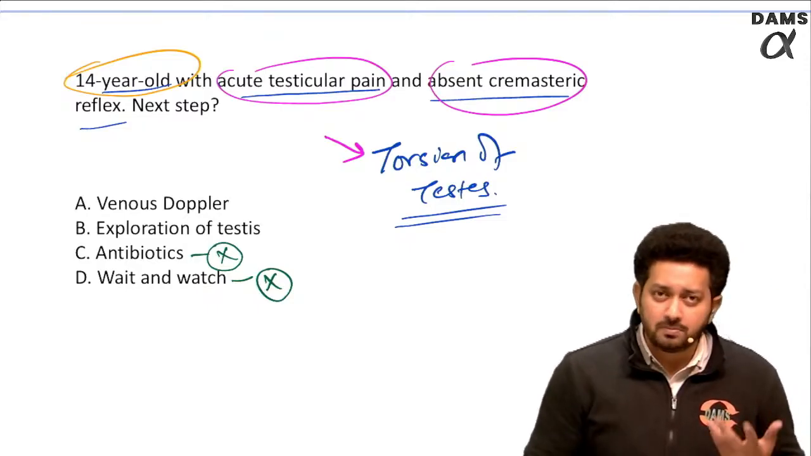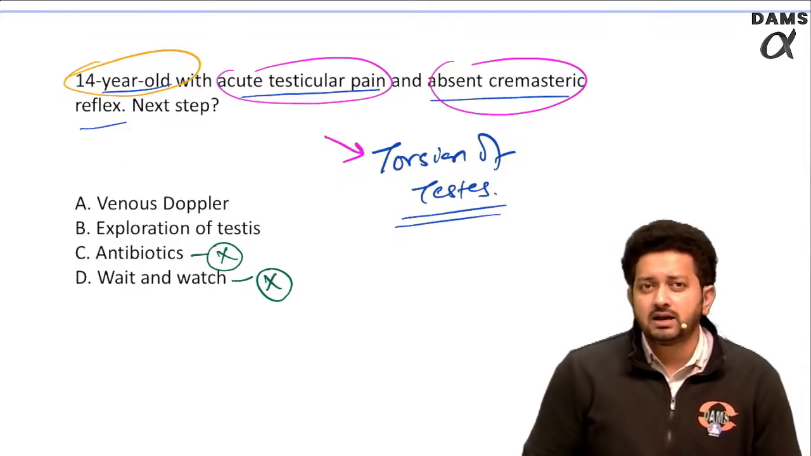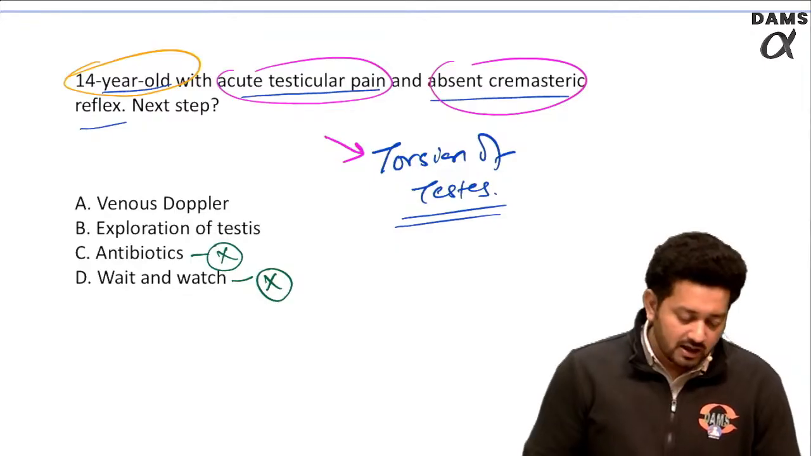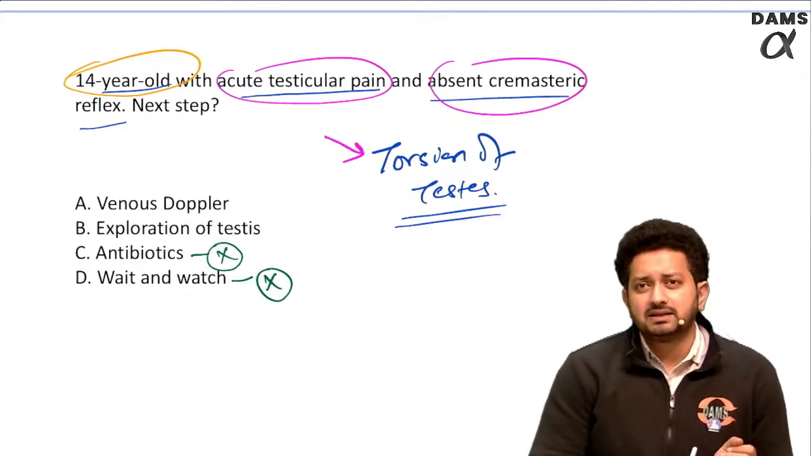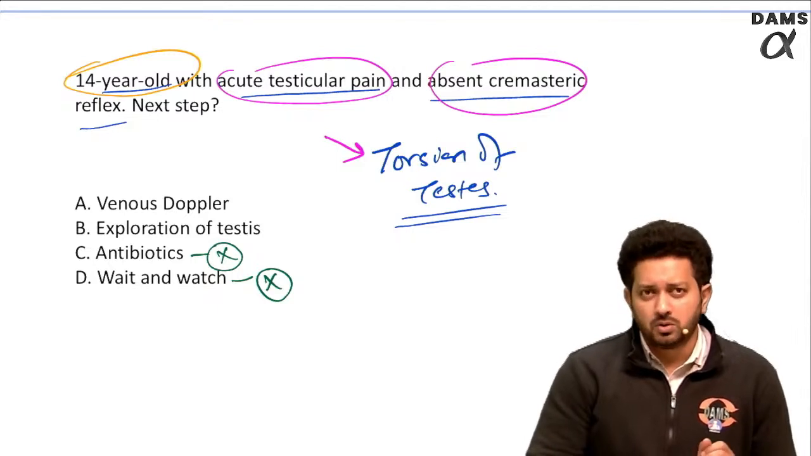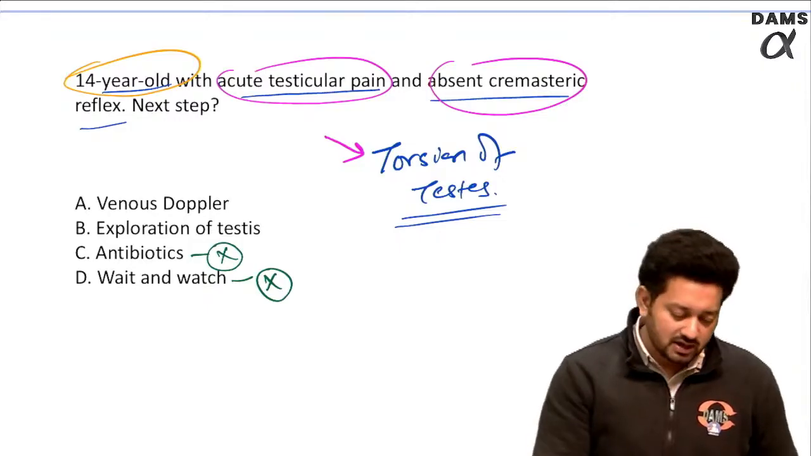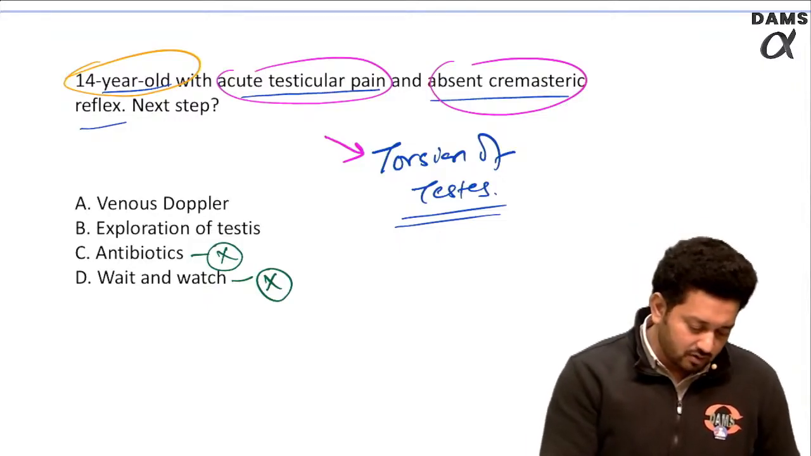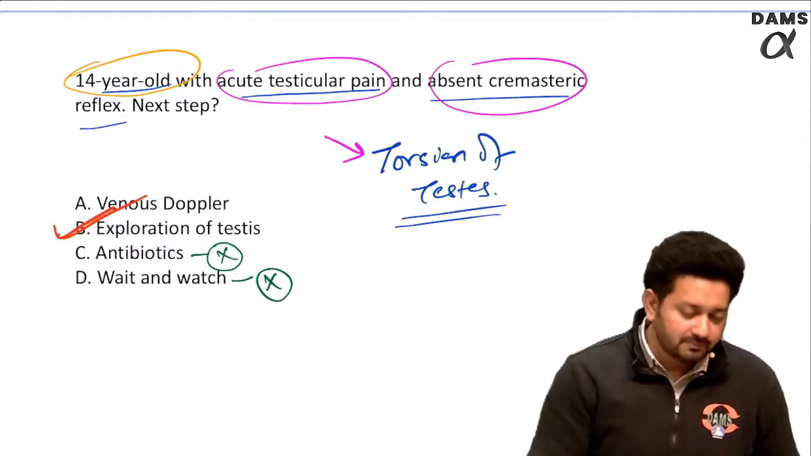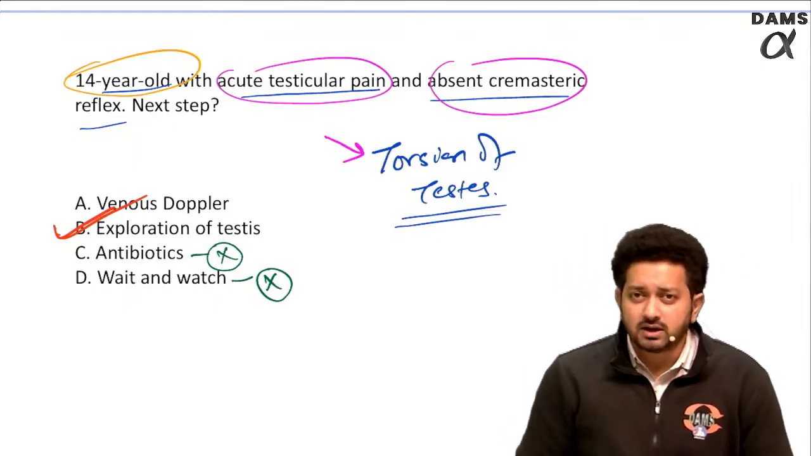If at all any Doppler has to be done, it should be arterial Doppler, which will show whether any arterial flow is there in the testis or not. But even then, you should not wait for the Doppler report to come. Torsion of testis is a clinical diagnosis. If you think it is torsion, don't waste time running for the Doppler. Just take the person to the OT and open up the scrotum to see the testicular condition.